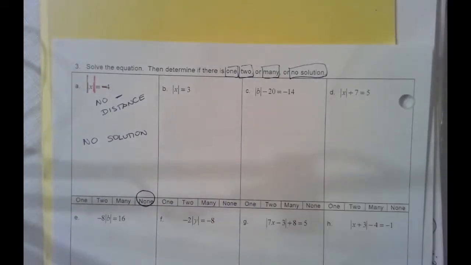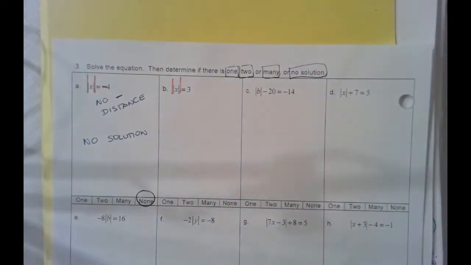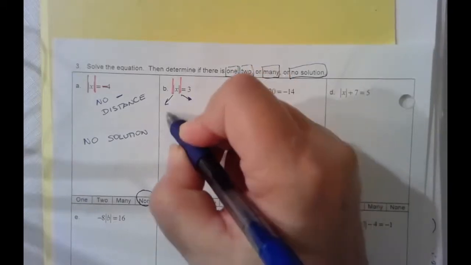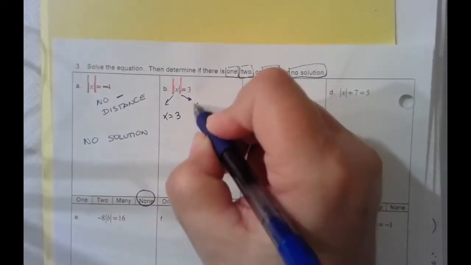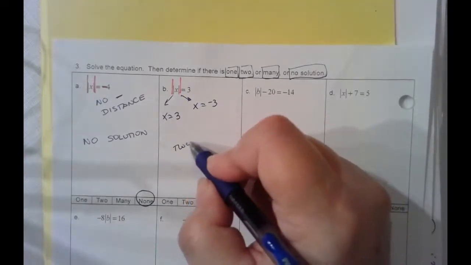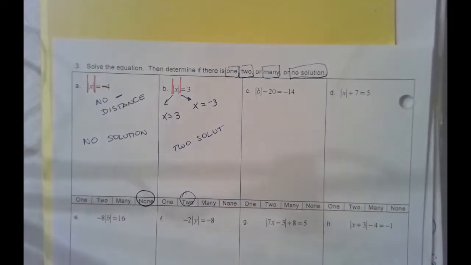Okay, B. Notice that my castle already has the absolute value by itself. I can lower the gates. In this case, x is equal to positive 3, x is equal to negative 3, 2 solutions. So I circle my 2 and write 2 solutions.